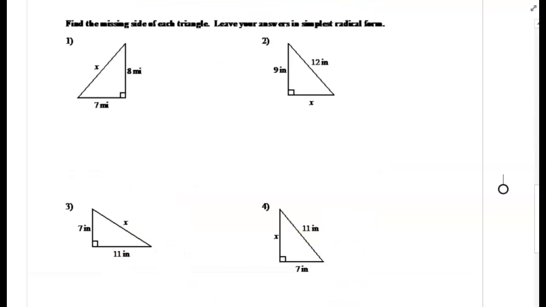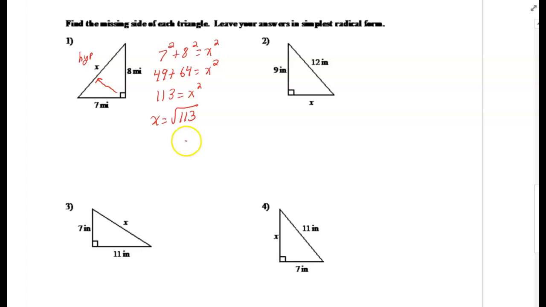Let's take a look at a couple examples on the second page. If you look at problem number 1, again, I like to label the hypotenuse. So across from the 90 is the hypotenuse. So 7 squared plus 8 squared is equal to x squared. 49 plus 64 is equal to x squared. And when you add those two numbers up on your calculator, you get 113. So x is equal to the square root of 113. 113 does not have any perfect squares, so we're going to leave our answer like that.